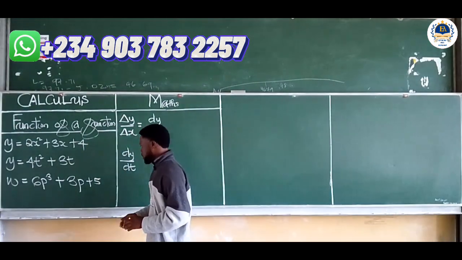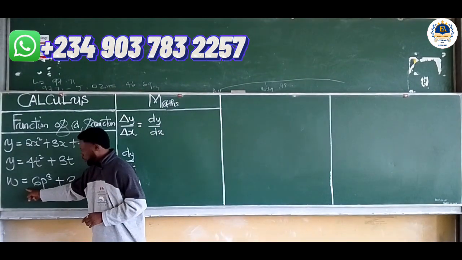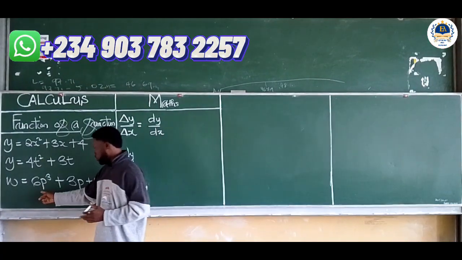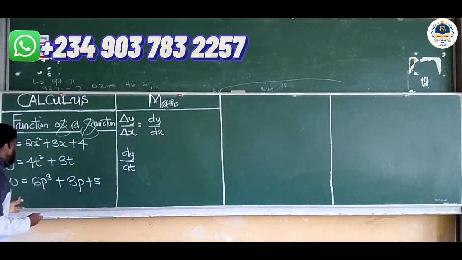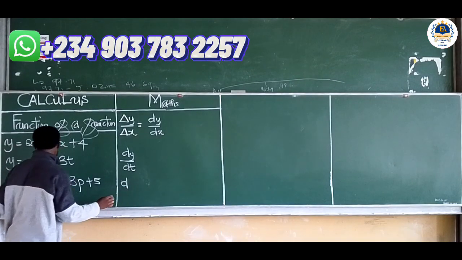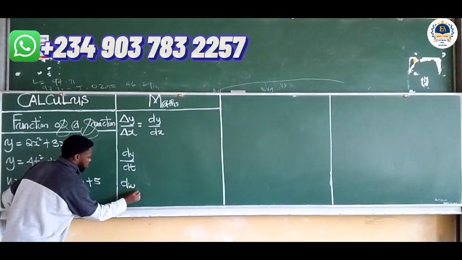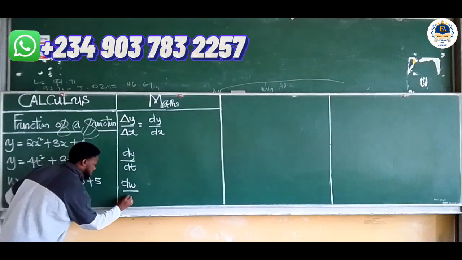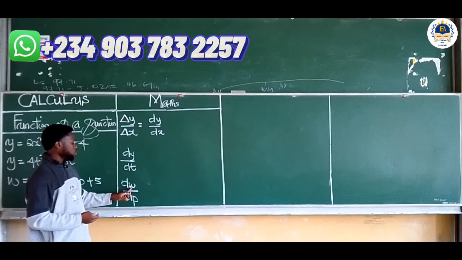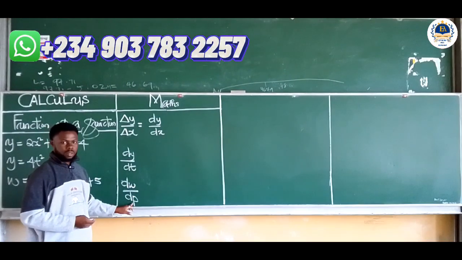Also, if you are considering the third equation on the board, the derivation of this function, because there are two letters w and p, will become what? So it will become dw all over dp, which is read as the derivation of w with respect to p.